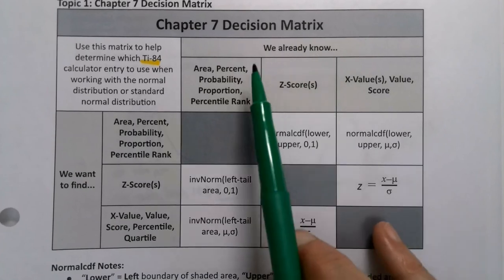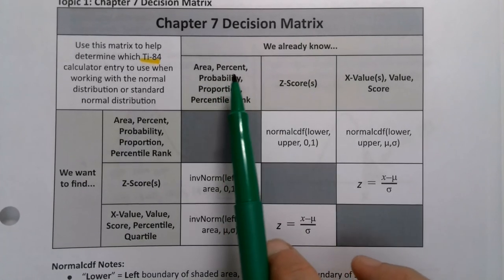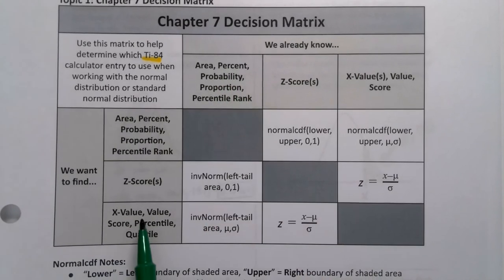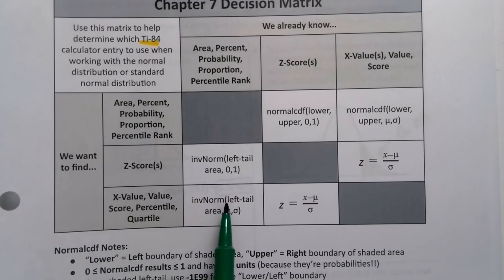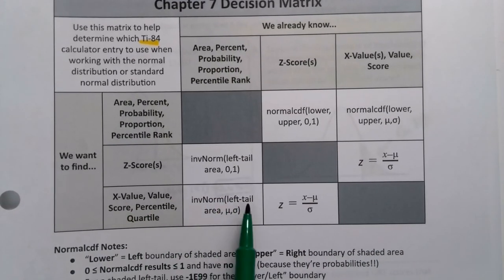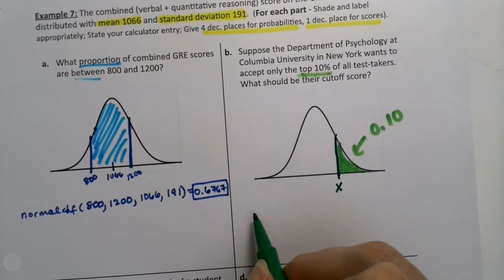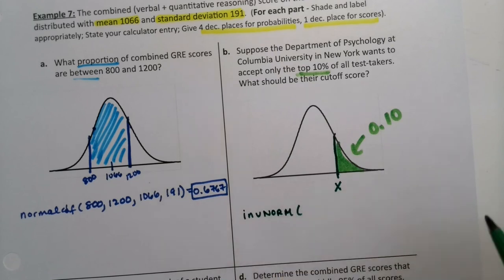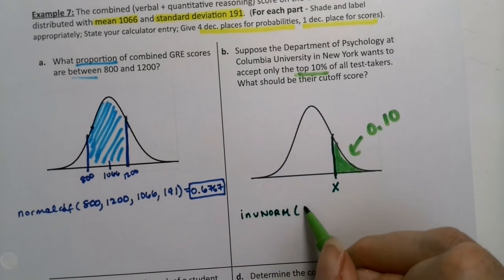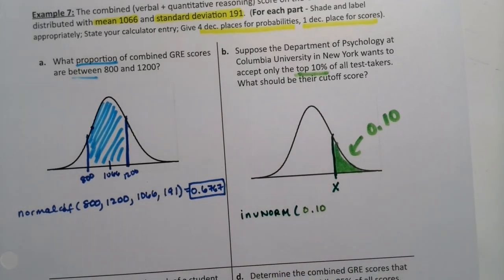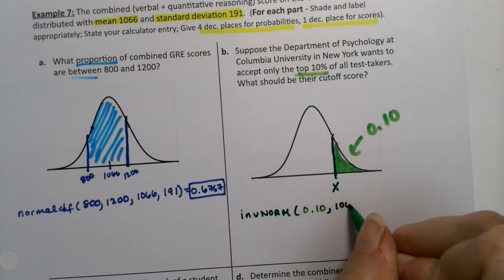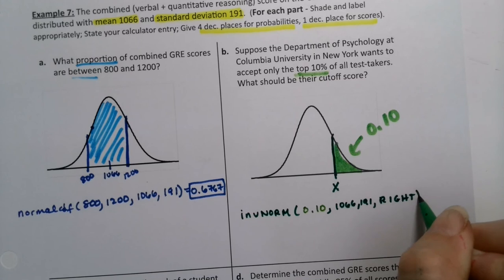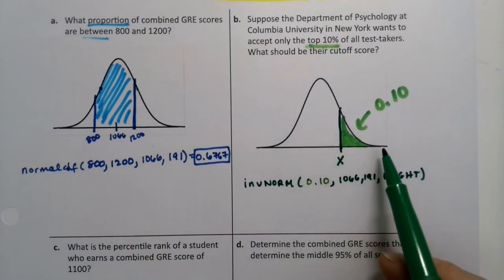I already know an area. I know a percent. It's the top 10%. So I know my area, but I'm looking for my x value, my score on that test. So it'd be inverse norm, right? There are two ways to do it on a calculator. If you have a newer calculator, you can say 0.10, 1066, 191, because that's the right tail area.